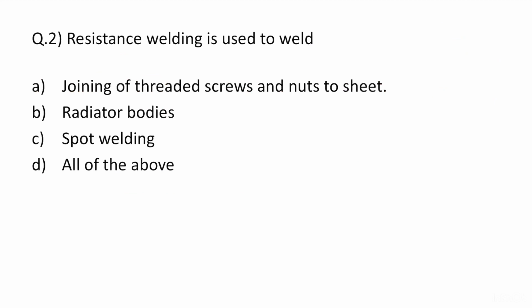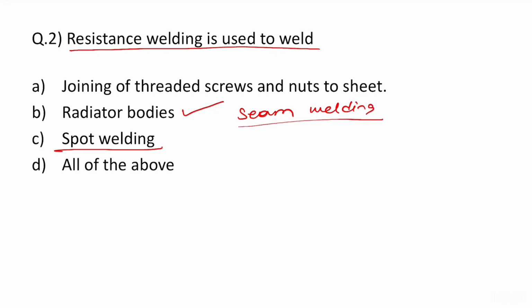Resistance welding is used to weld. If you have seen the car, in a car you have spot welding. The radiator body is also formed by seam welding, perfectly by seam welding, so it is a type of resistance welding. Then joining of threaded screw and nut to sheet is also done by resistance welding. So all of the above. The answer for 2 is D.